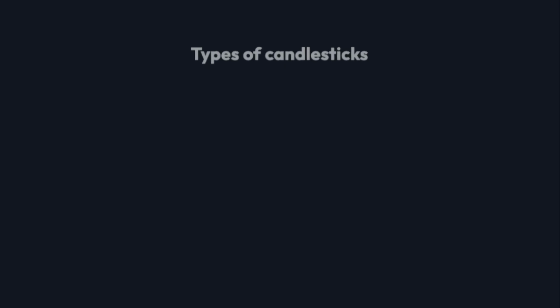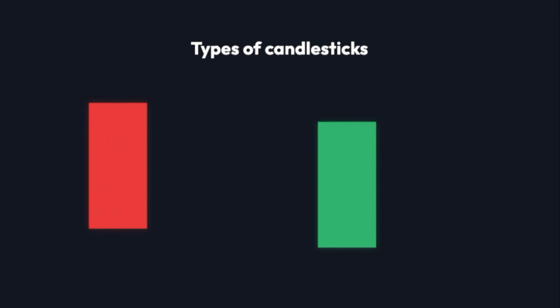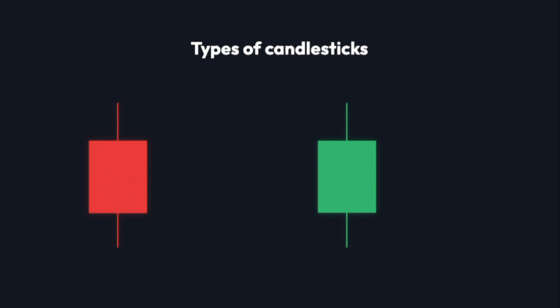There are two types of candles: green candles and red candles. Red candlesticks are bearish as price closed lower than it opened. This signals that sellers are stronger than buyers. For red candles, the top of the body shows the opening price while the bottom marks the closing price.